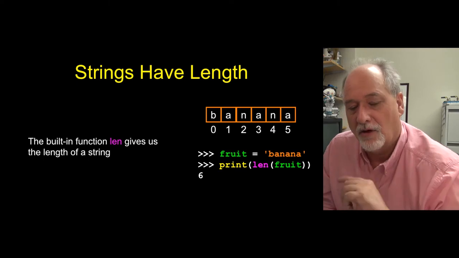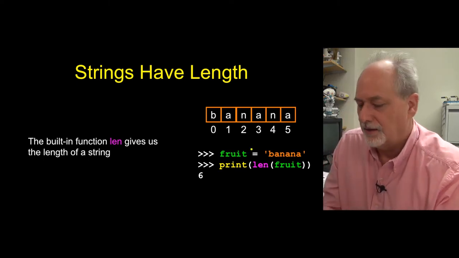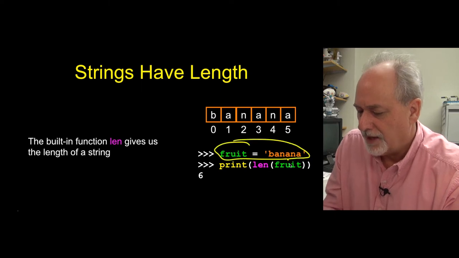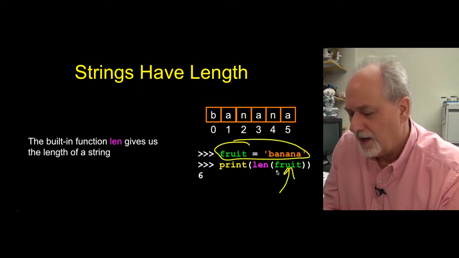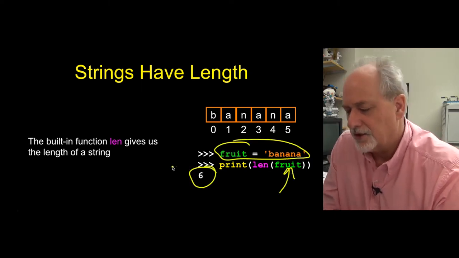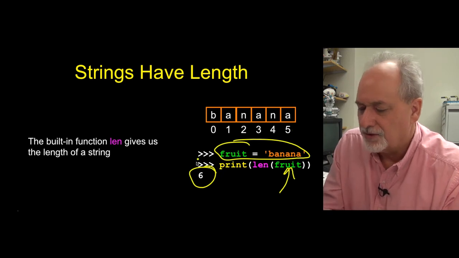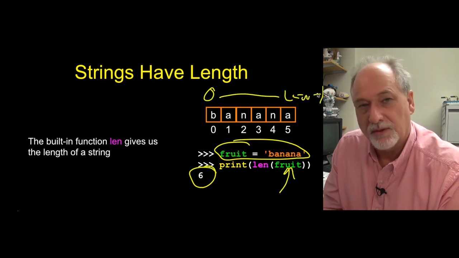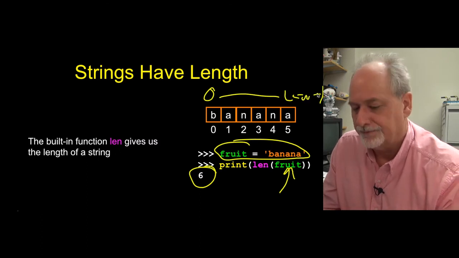We can ask how long a string is, and so we use the len function. We pass the string variable into len as a parameter, and len gives us back the length of the string, not the position. So the positions are 0 through len minus 1.